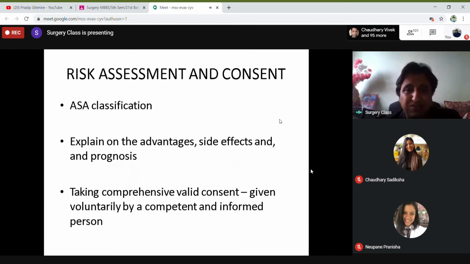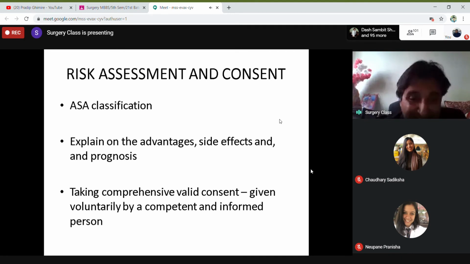So, risk assessment and consent. Whenever you do risk assessment, you classify. The ASA classification is mainly the risk assessment. I'll talk about ASA again. And then explain the advantages, side effects, and the prognosis, taking comprehensive valid consent.